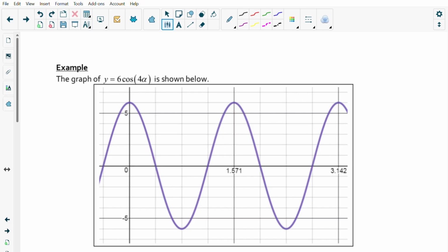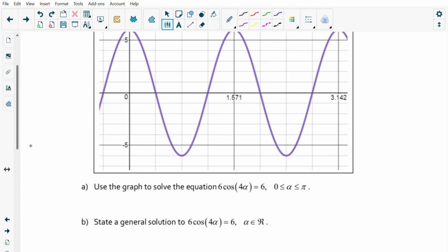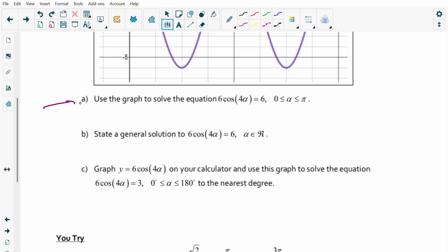So another example, this time I'll give you a graph. The graph of y equals 6 cosine of 4 alpha is shown below. Use the graph to solve the equation 6 cosine of 4 alpha equals 6 for this domain.